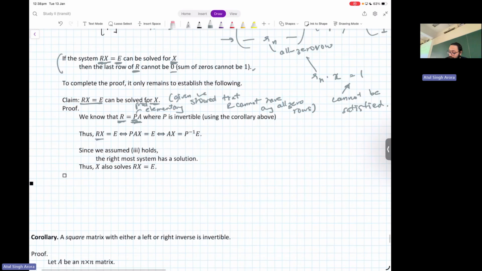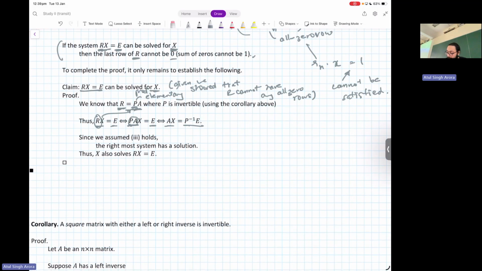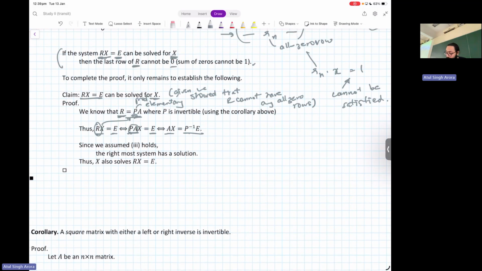Right? So therefore one can write Rx equals E is essentially equivalent to saying PAX equals E, right? Because I have just substituted for R from this equation, so I can write PA instead of R. And then I can write AX equals P inverse of E, right? Because P was invertible, I can do this. Okay, so what does that tell us? It tells us that we're basically able to find solutions for AX.